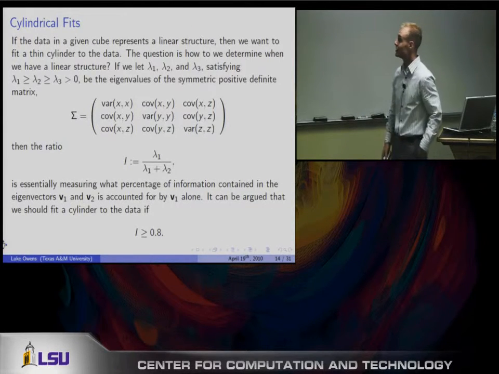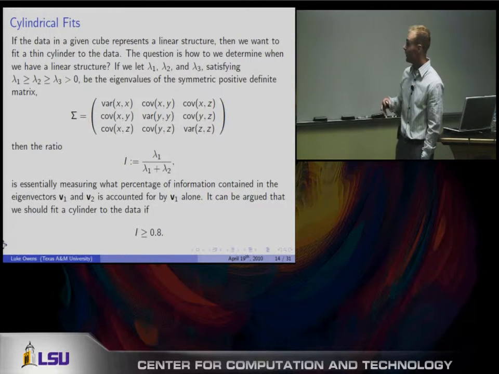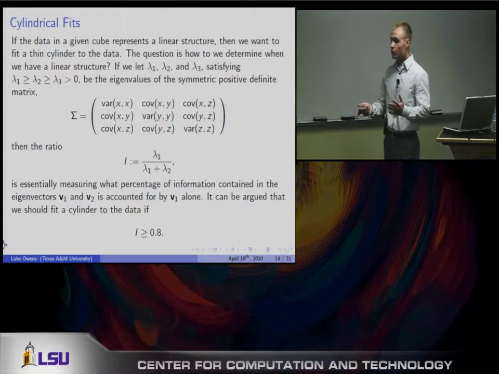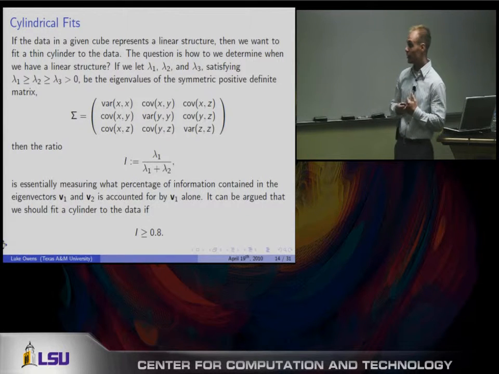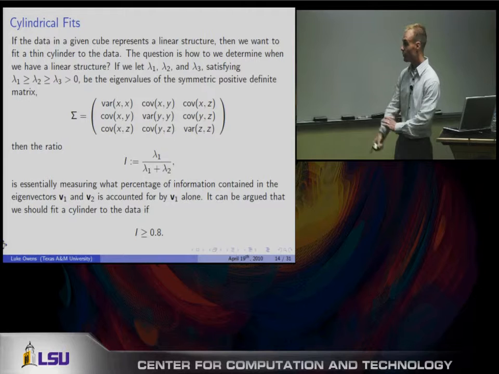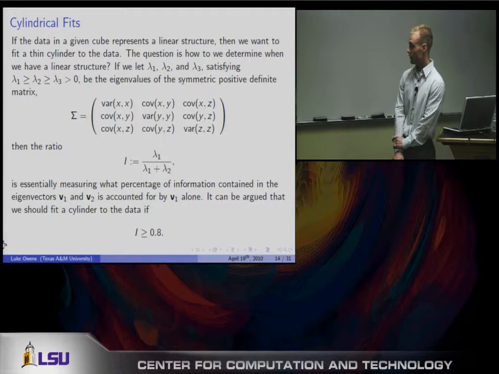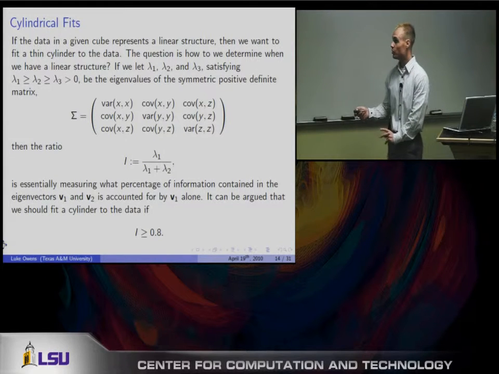All right, so what about cylindrical fits? In the light pole situation, we have a linear structure, so we need some linear structure to fit it. The question is, when do we have a linear structure? How can you tell that numerically? So again, we do a principal component analysis. We look at the eigenvalues and eigenvectors of this SPD matrix, and we look at this ratio here.